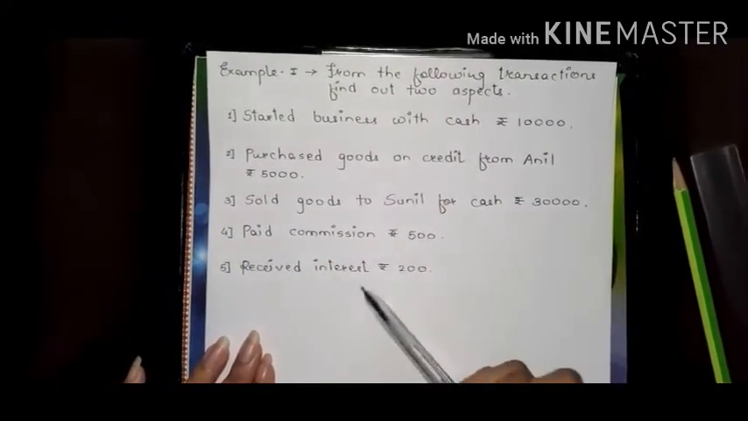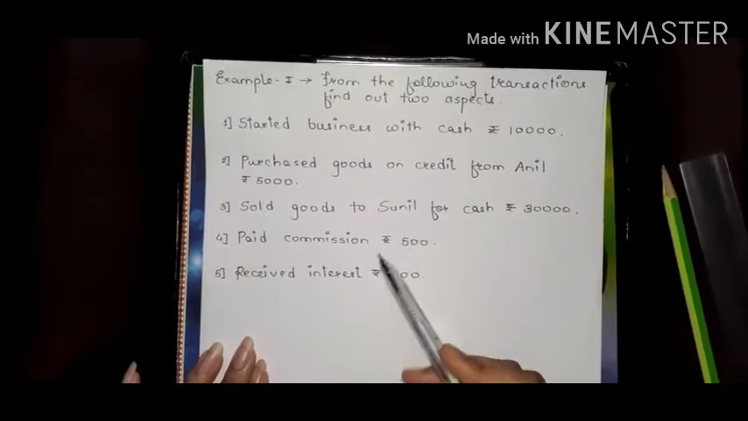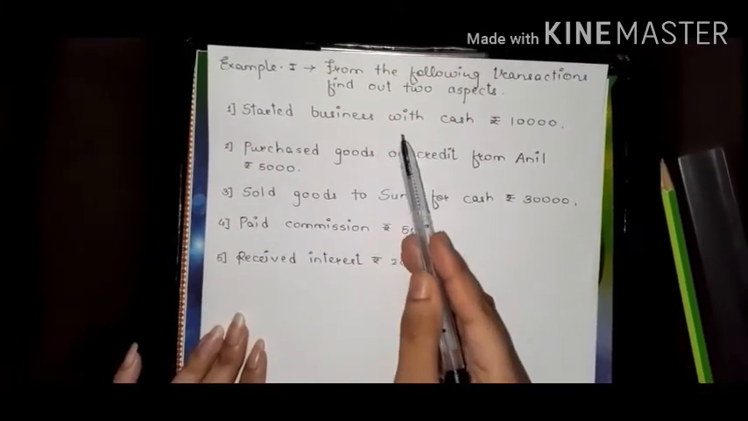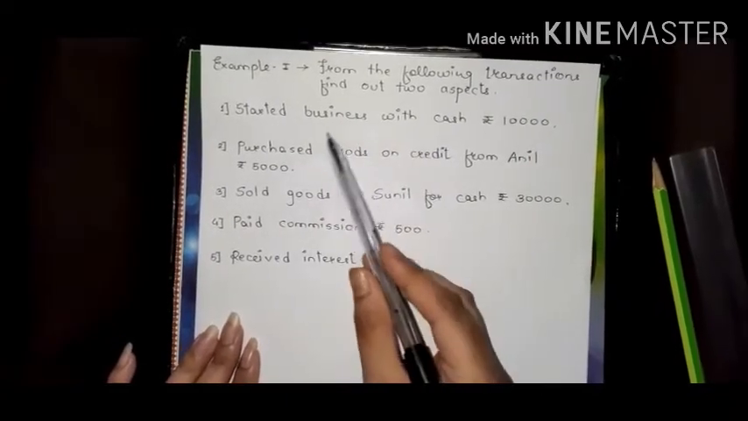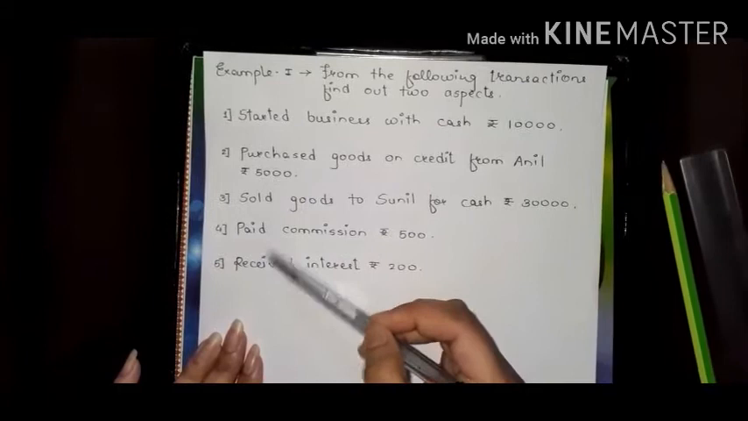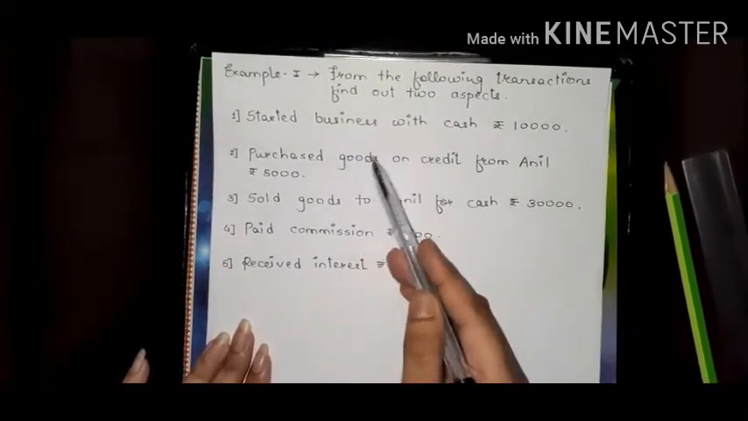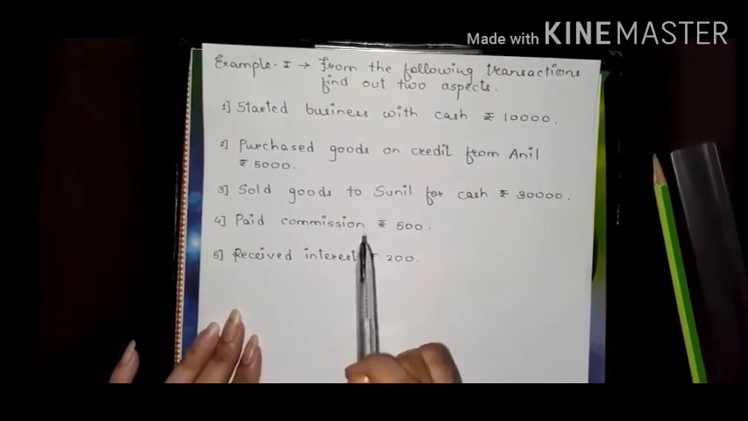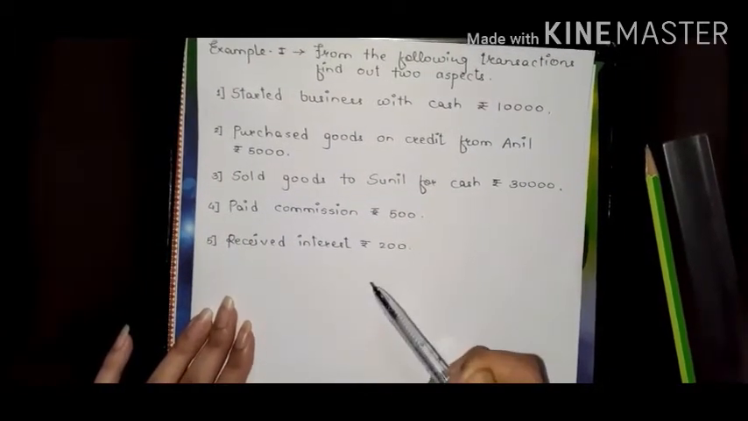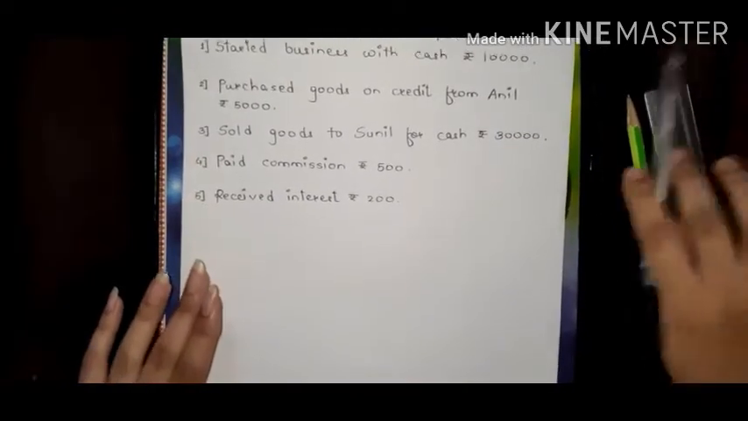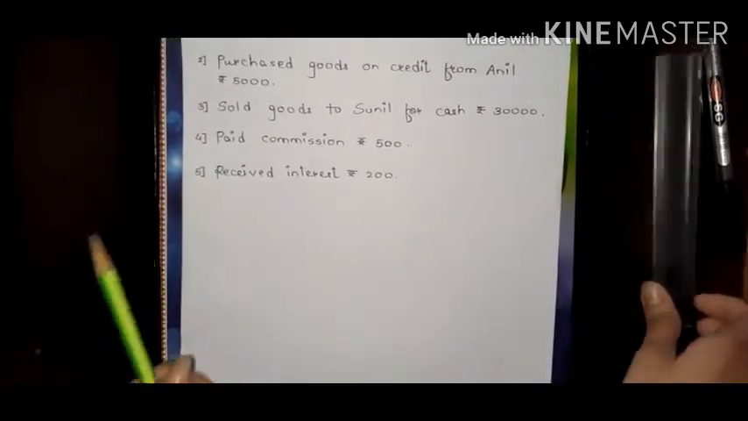These are 5 transactions written over here from your textbook. We have to find out 2 aspects from each transaction. From the first transaction, from the second transaction, and the third, fourth, fifth. Same, we have to find out 2 aspects from each transaction. Now how the format over here works, how we can post it, let's draw the format over here. So for this we need a pencil and a scale.